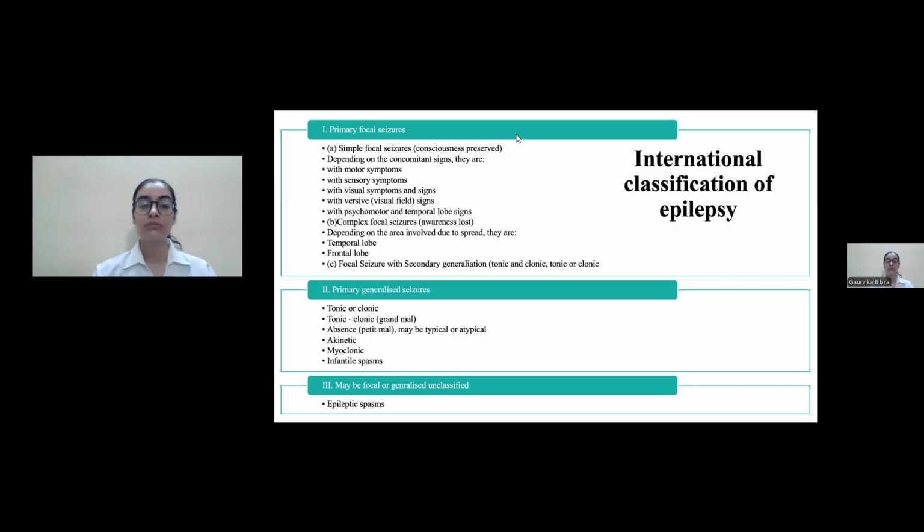Talking about the first, they could depend on the concomitant signs. For example, they would be with motor symptoms, sensory symptoms, visual symptoms and signs, visual field signs, psychomotor and temporal lobe signs. In complex focal seizure, it will depend on the area involved due to the spread, which could be the temporal lobe or the frontal lobe. And in focal seizures with secondary generalization, we could say tonic, clonic, or tonic-clonic seizure. Now, the second type is the primary generalized seizure. They could be tonic or clonic, or tonic-clonic, which is also known as grand mal seizure. Absence seizure may be typical or atypical. Akinetic seizure, myoclonic seizure, infantile spasm. And the third type includes the epileptic spasm.